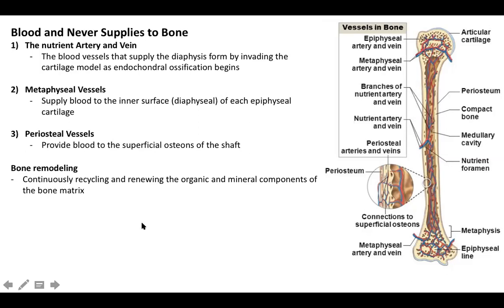Okay. Again, we talked about bone remodeling. This is continuously recycling and renewing the organic and mineral components of the bone matrix. So all that osteoclastic activity along the medullary cavity or along different parts of the bone, and then osteoblastic activity laying down new bone matrix.